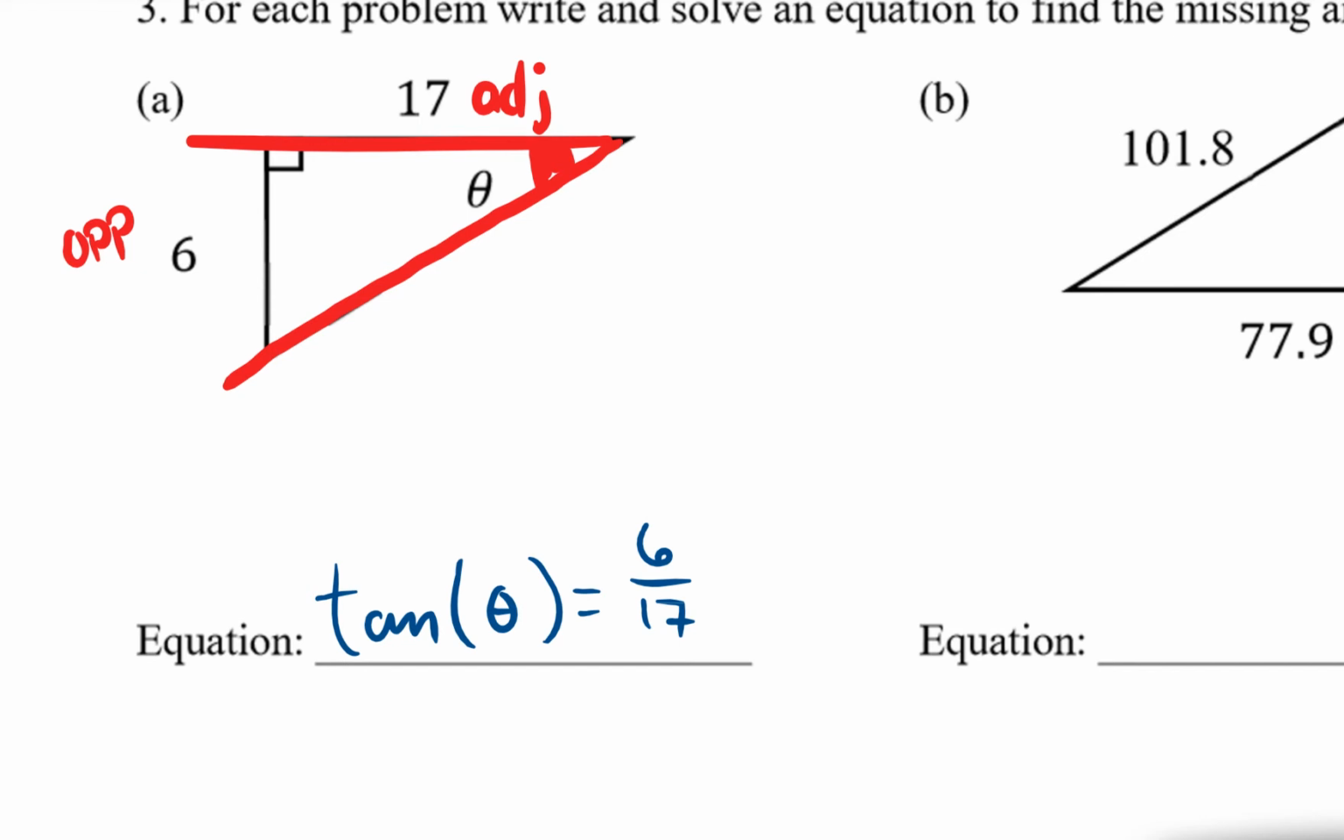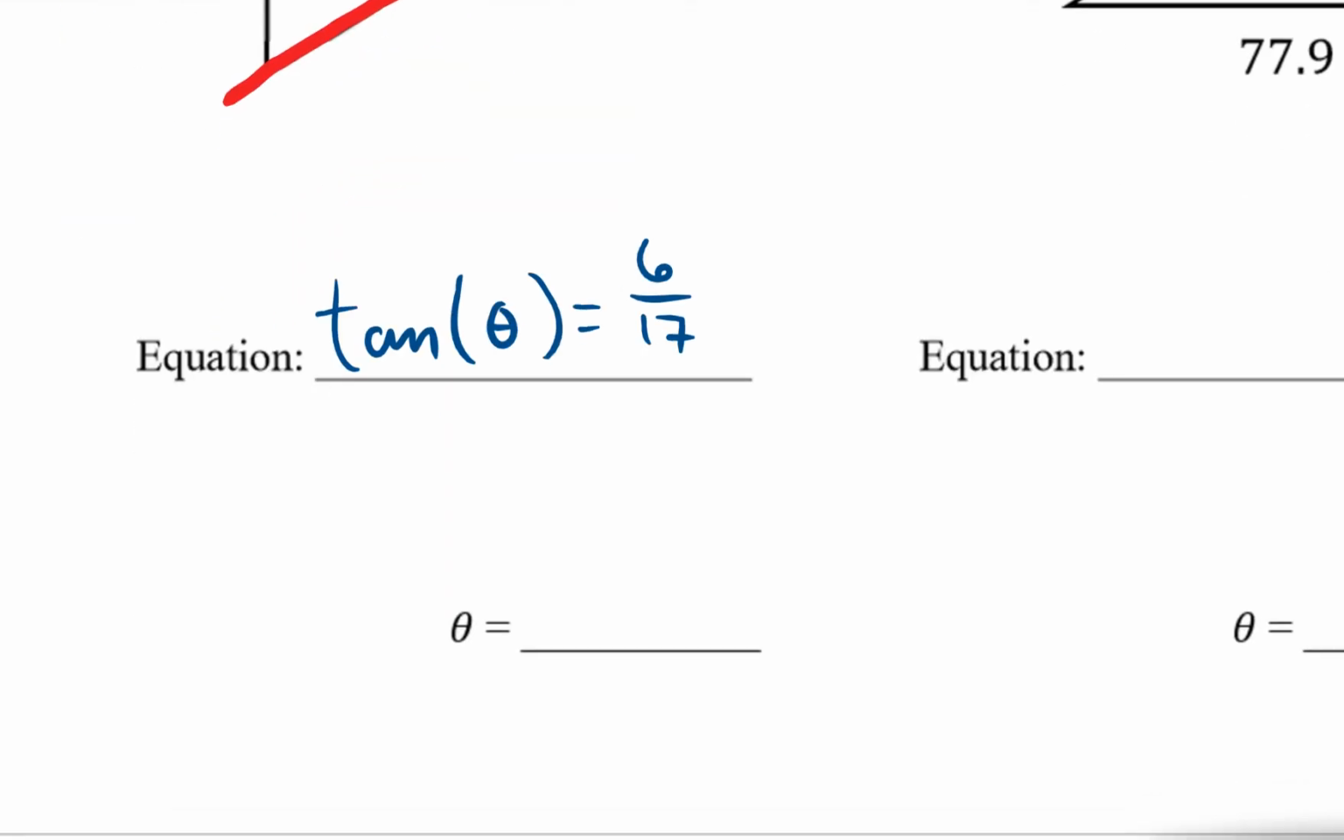Now, we are asked to find theta, and whenever we're asked to find one of these angles, we need the function that undoes the tangent function, which is the inverse tangent function. So to figure out what theta is, I'm going to apply the inverse tangent to both sides. On the left-hand side, I get just theta, because it undid the tangent. And on the other side, I will write the inverse tangent of this ratio, 6/17.